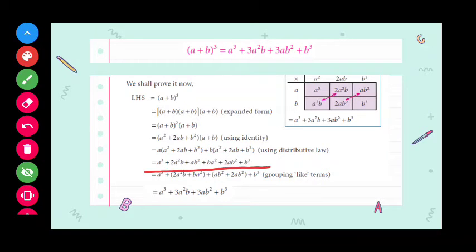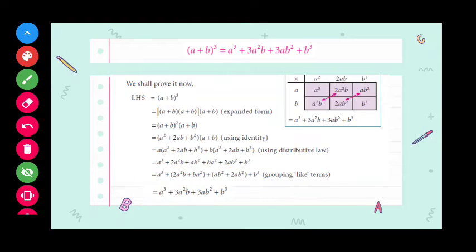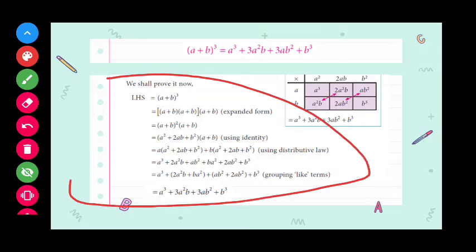After solving this step you will end up getting a cube plus 3a square b plus 3ab square plus b cube. This is not important from an exam point of view because they are not going to ask you to prove the a plus b whole cube identity, but to get a better understanding you should know how we are writing a plus b whole cube as such.